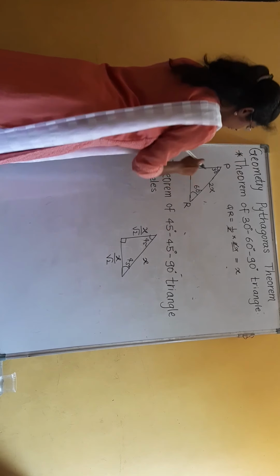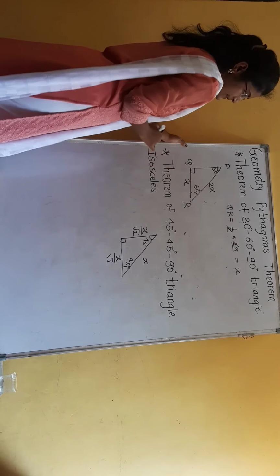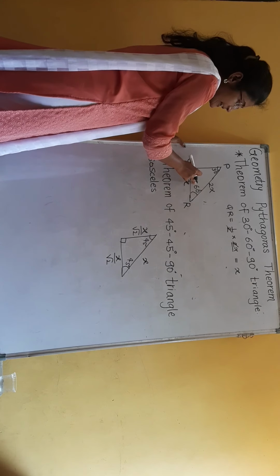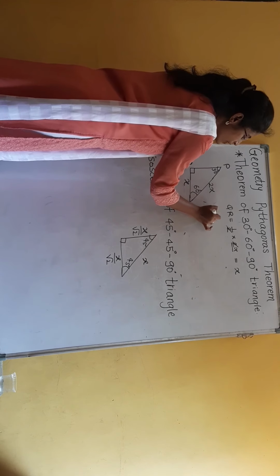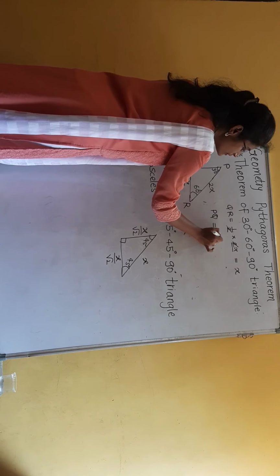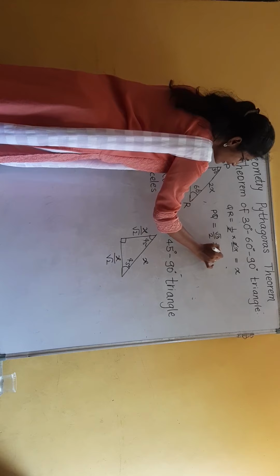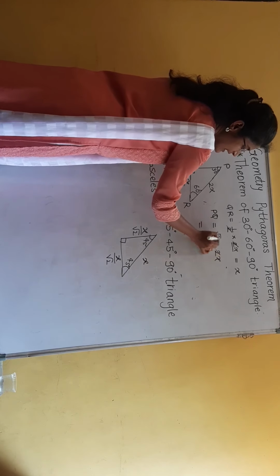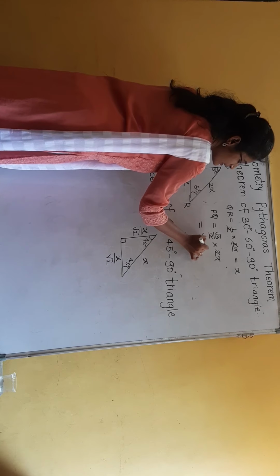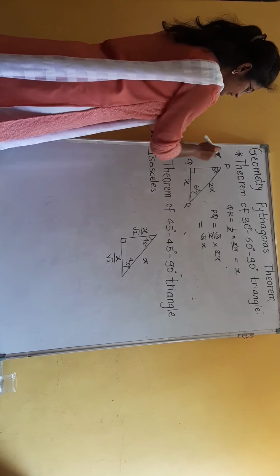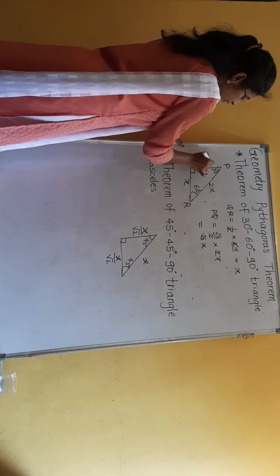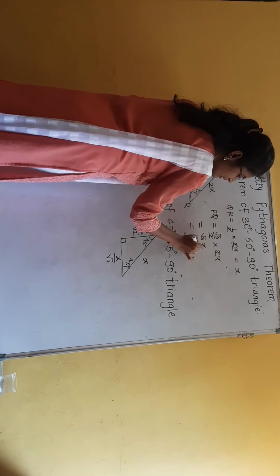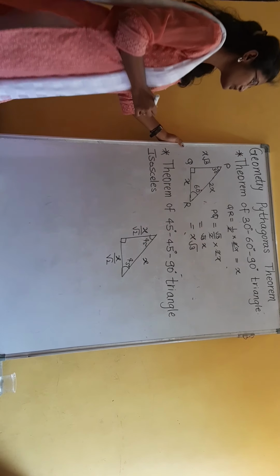The length of QR equals x, and the side which is opposite to the 60 degree angle, that is PQ, equals under root 3 by 2 times the hypotenuse, that is 2x. So these two again get cancelled and we get under root 3 x. So this PQ is x under root 3. It is written as x under root 3.